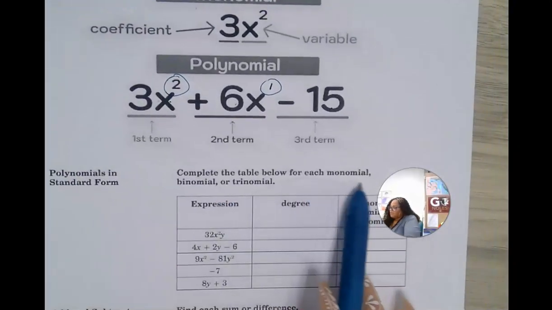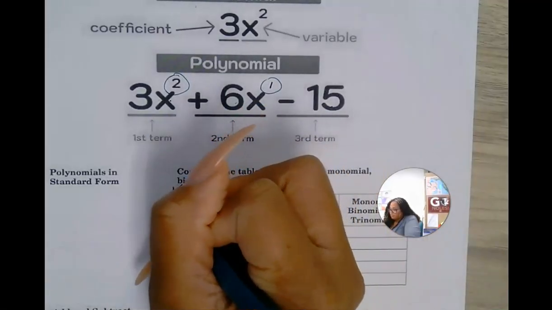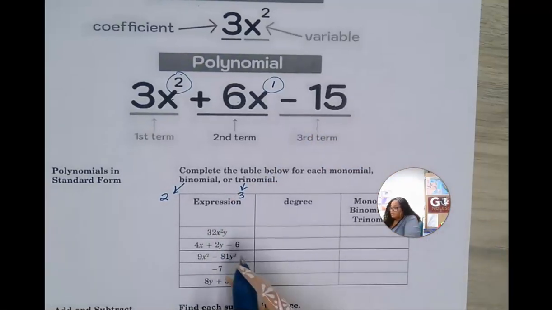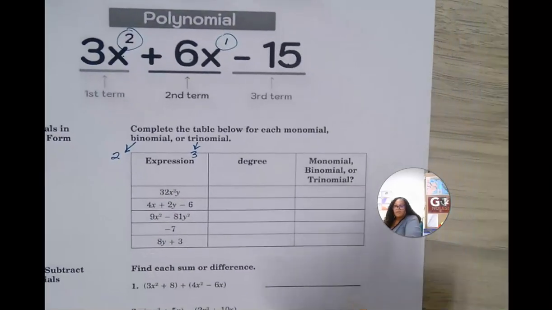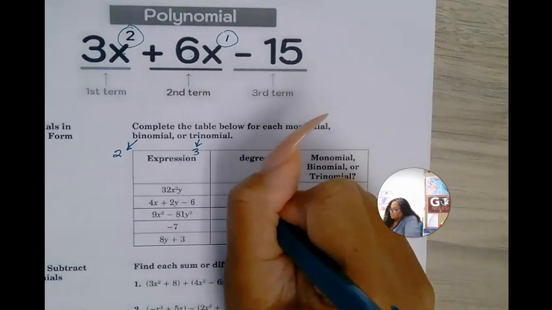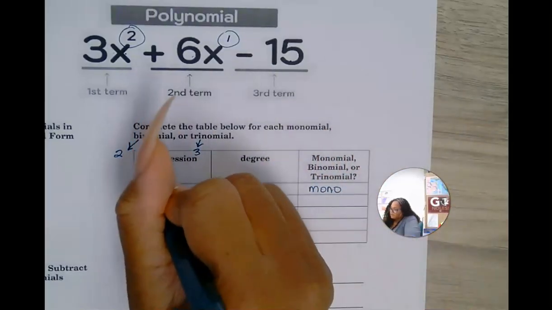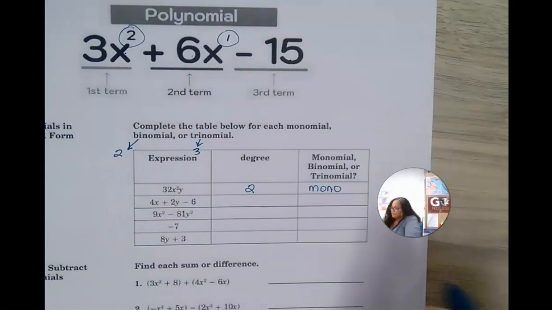Complete the table below for each monomial, binomial. Binomial means two terms. Or trinomial, which means 3. So the expression here is 32x squared y. The degree here is second degree, and it is a monomial. We'll call it mono because it's only one term there. There's no plus or minus sign separating them.